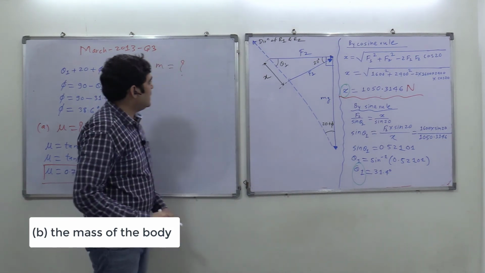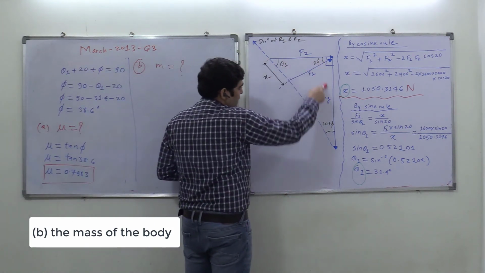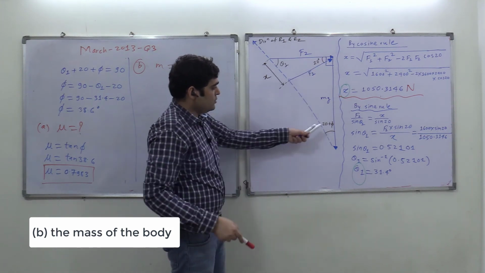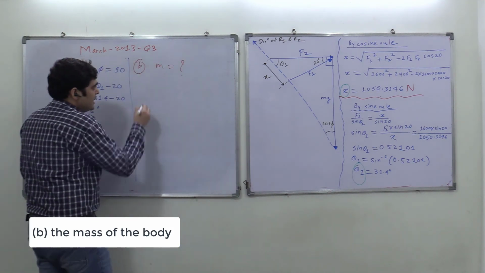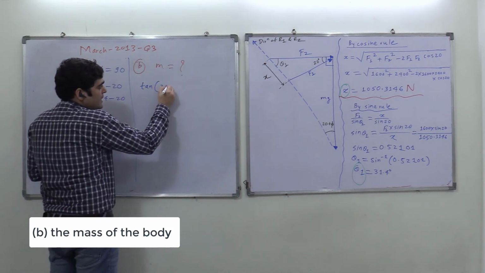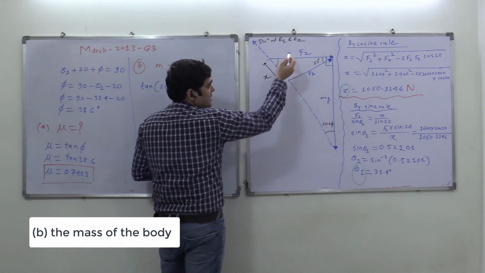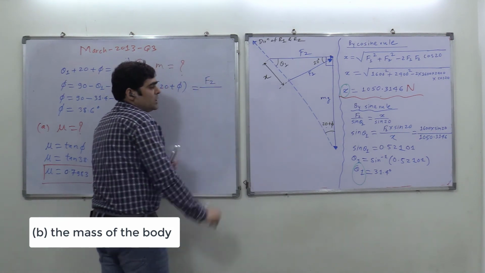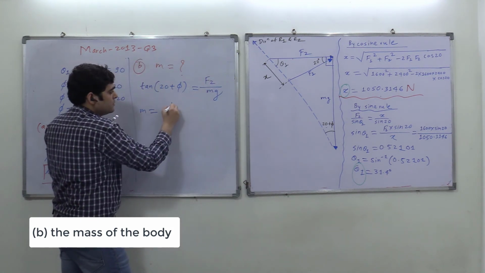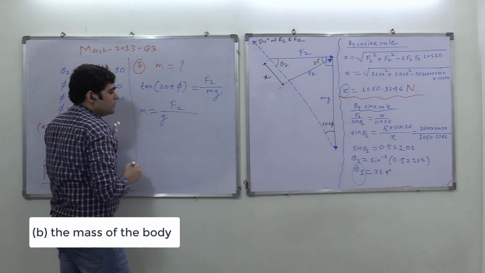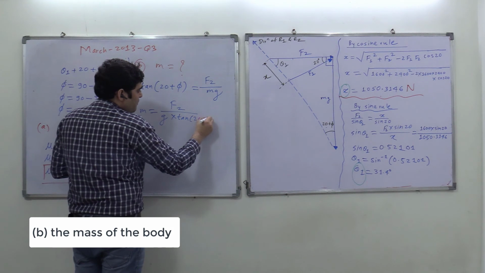Okay, and how do we calculate m? See the scenario here. They form a right angle triangle, with opposite F2 and adjacent mg. So tan of 20 plus 5 is equal to opposite over adjacent, that is F2 over mg. What is the value of F2 in the question? 2400. Okay, good.